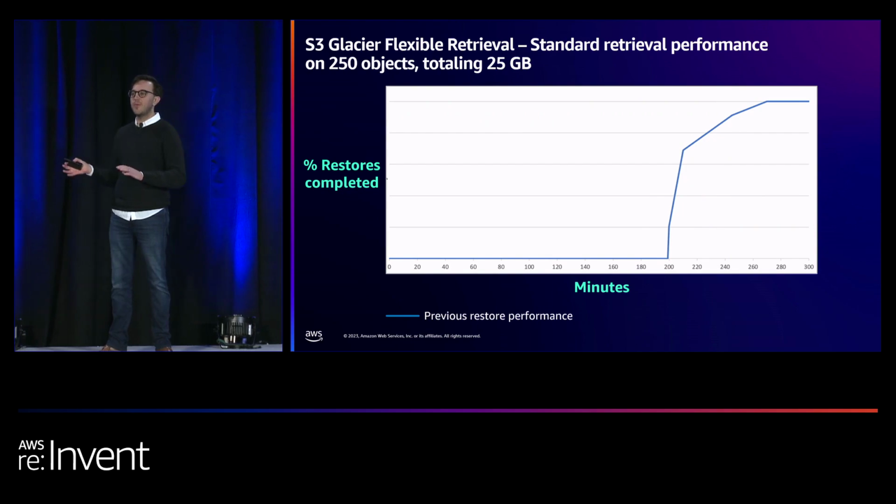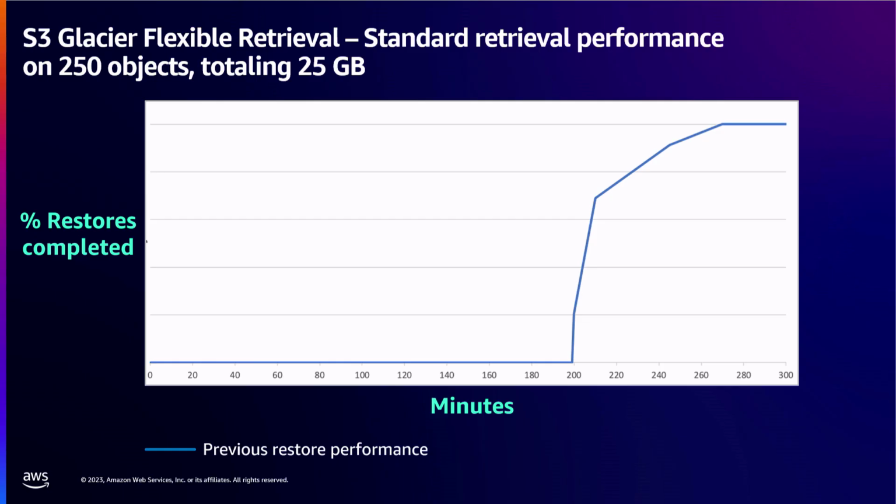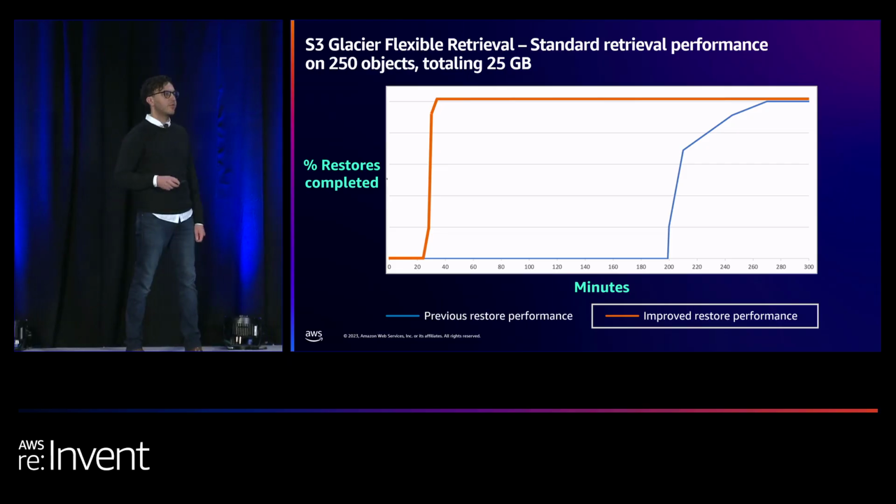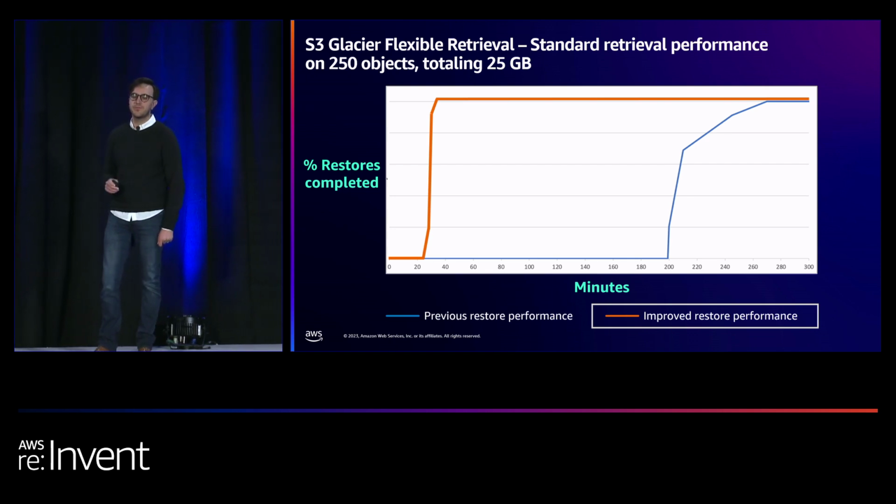Now, let's look at this capability in action. Here, we're going to restore 250 objects that total roughly 25 gigs. The blue line shows you the previous restore performance, where you can see that it typically took 3 to 5 hours to complete. With this improvement that we've made, shown in the orange line here, the same restore typically started in minutes, and in this particular case, the restore job completed in less than 30 minutes. It's a big improvement in restore performance.